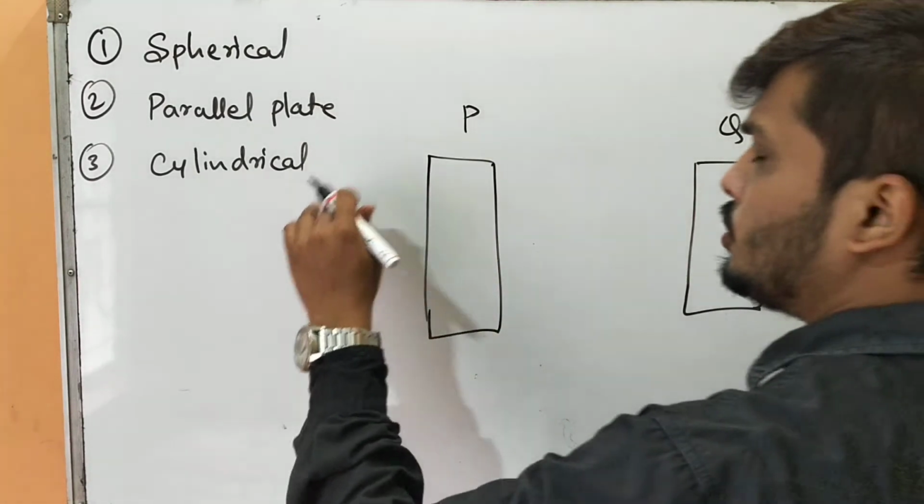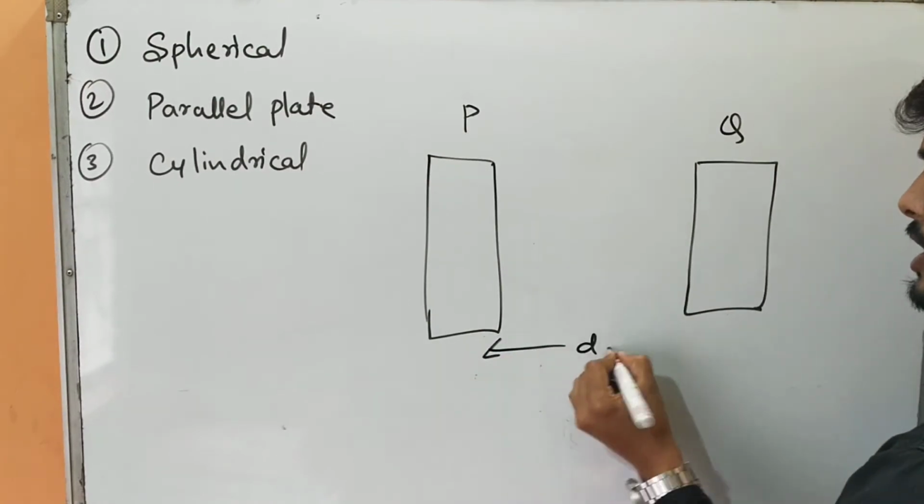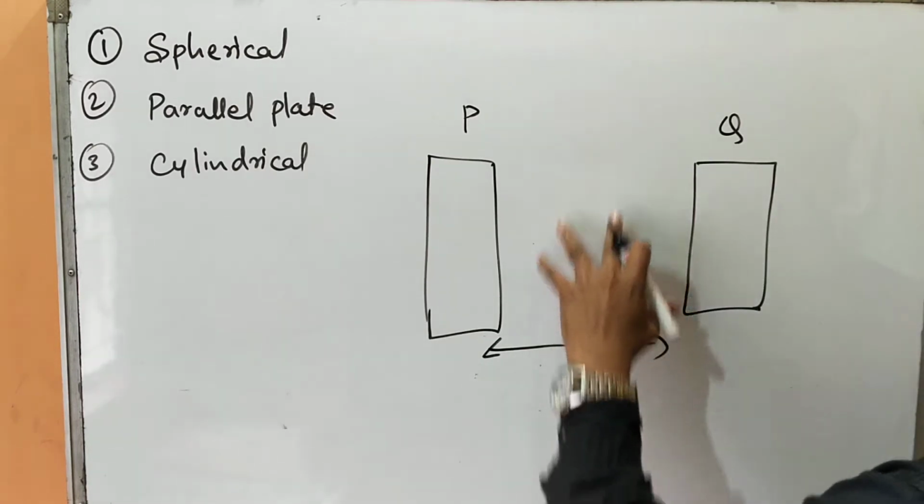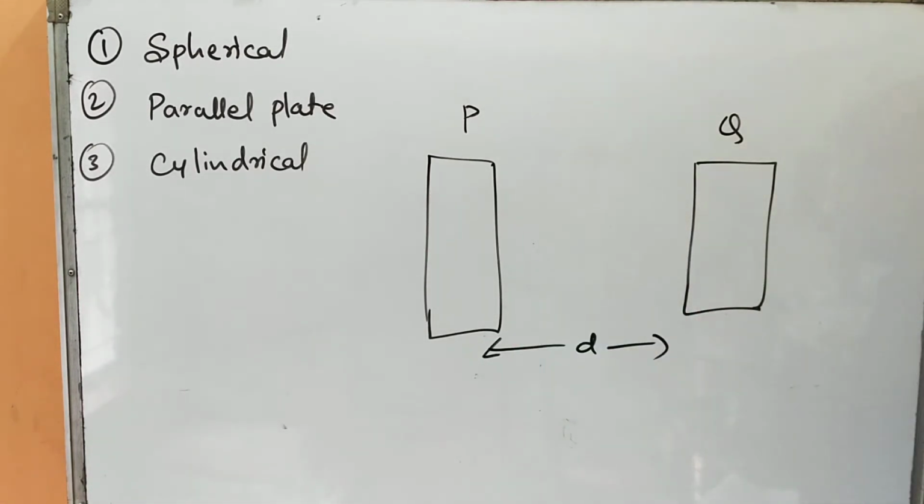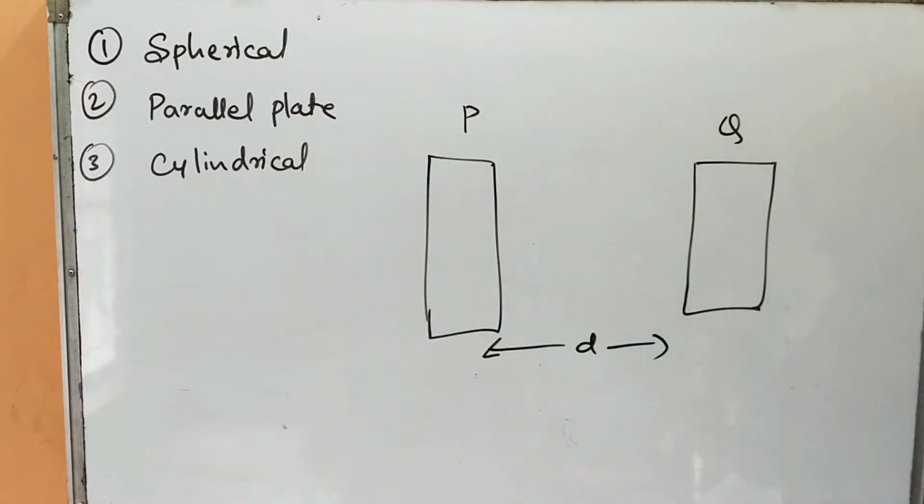Now as I told you in the last class, the plates of a capacitor are separated by a distance d, and in between them there will be a dielectric medium, correct? It depends on air and other factors, which we are going to study later.